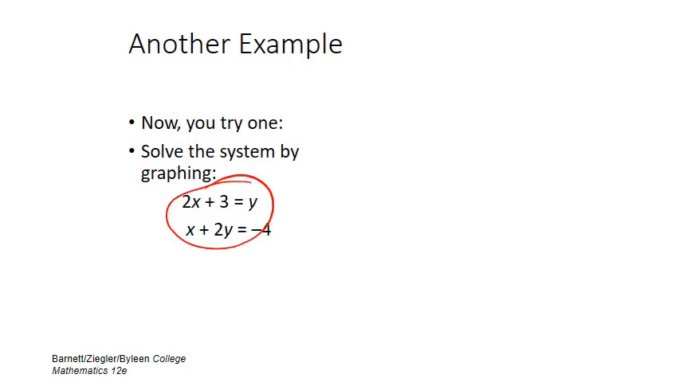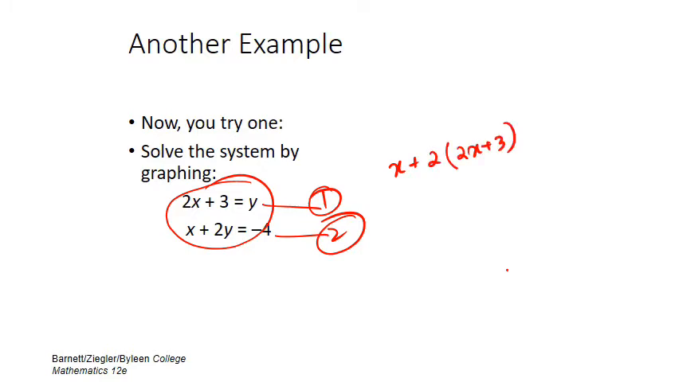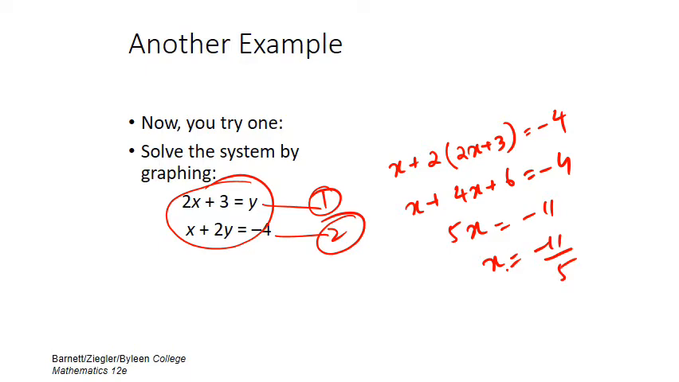Similarly, here we have another example. We can solve it by using substitution. We call them equations 1 and 2. We substitute equation 1 into 2. Wherever we see y, we substitute its value from equation 1. So it will become 2 times (2x plus 3) equals minus 4. So it will be 4x plus 6 equals minus 4, and it is 5x equals minus 11. So x will be minus 11 by 5.